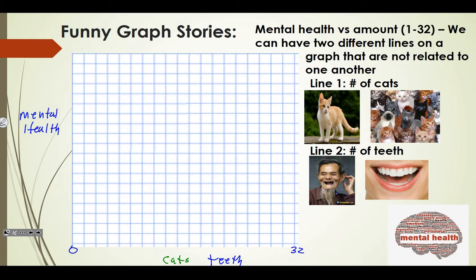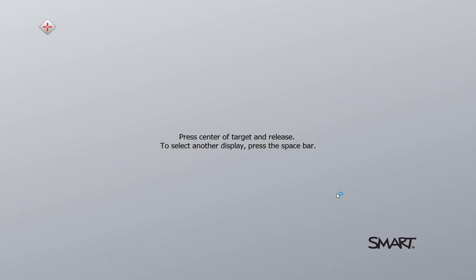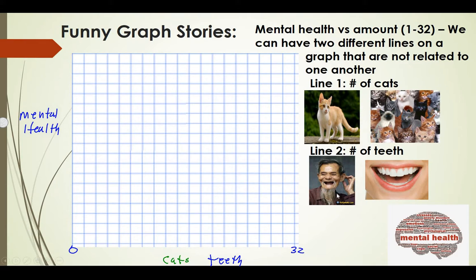But how are we going to actually do numbers? I've got to fix my board real quick. So how are we going to rate it though? How are we going to put it on a graph? So you got to do numbers, right?